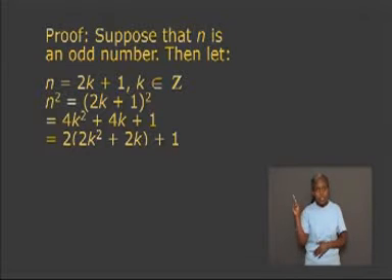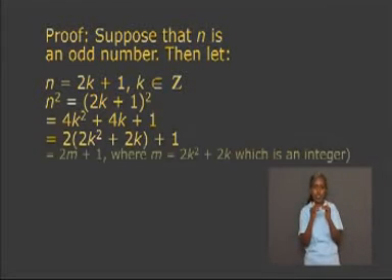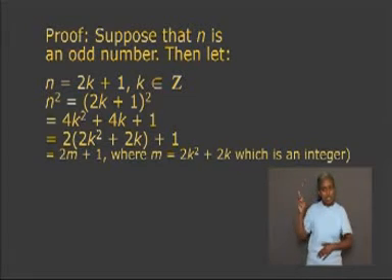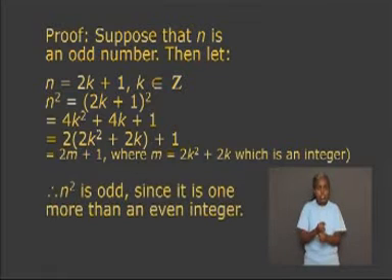This, in turn, is equal to 2m plus 1, where m equals 2k squared plus 2k, which is an integer. All this leads us to conclude that n squared is an odd number, as it is one more than an even integer. We have made a direct proof.